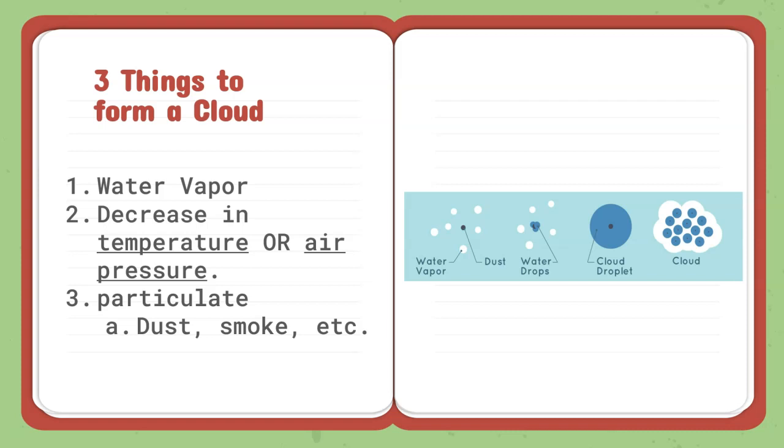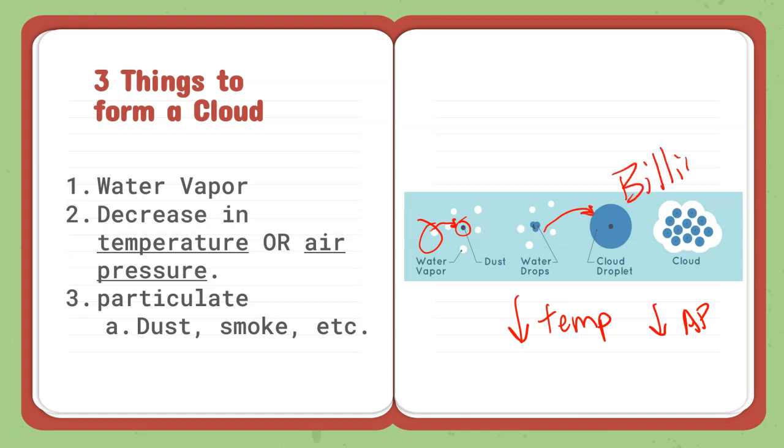3 things that you need to form a cloud are water vapor, a decrease in temperature or air pressure, typically it's both in the troposphere, and the third thing you need is a particulate. Examples would be dust, smoke, and other pollutants. And you can see over here on the right, we have our water vapor represented by the white circles. We have our dust, and we're going to assume that the air temperature drops, and so does the air pressure. And what happens is the water vapor finds a little dust particulate and is able to condense on it, forming a little cloud droplet. And when billions of these happen, they form a cloud.